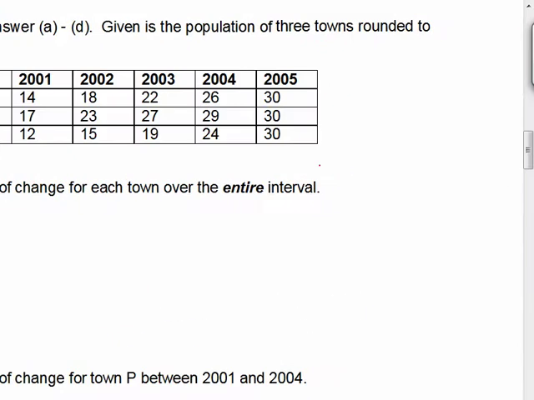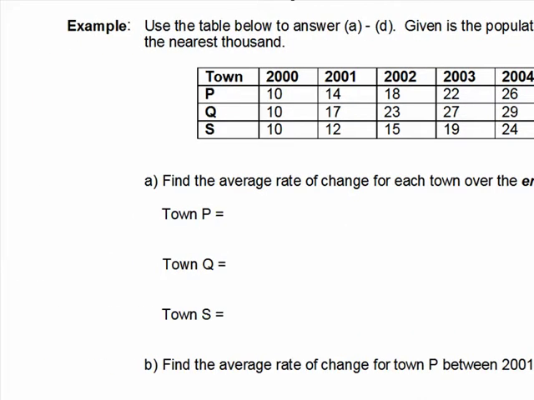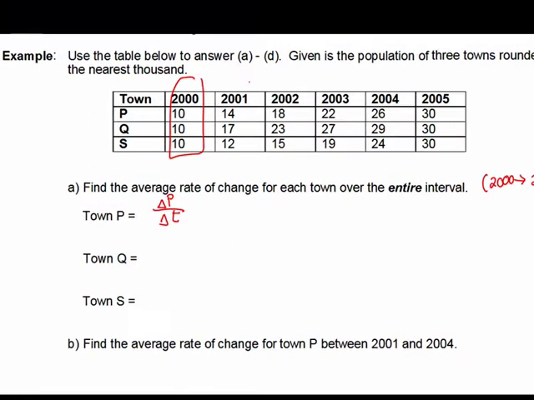So between 2000 and 2005. So to do that, I'm going to take the change in the population divided by the change in the time. So for town P, I'm going to call that delta P over delta T. And again, I'm doing that between 2000 and 2005.